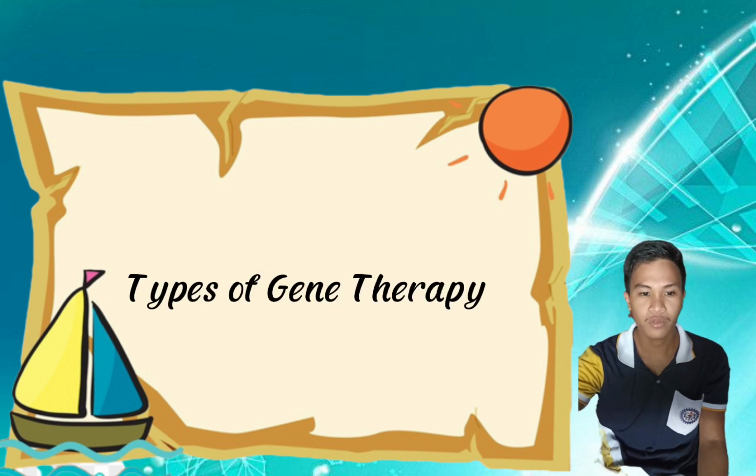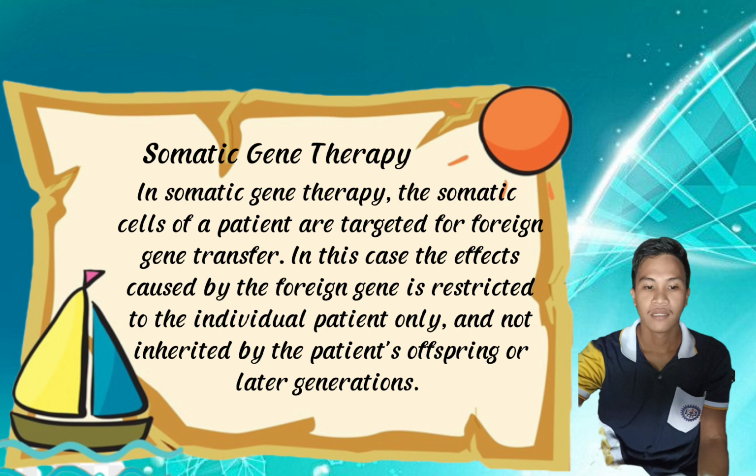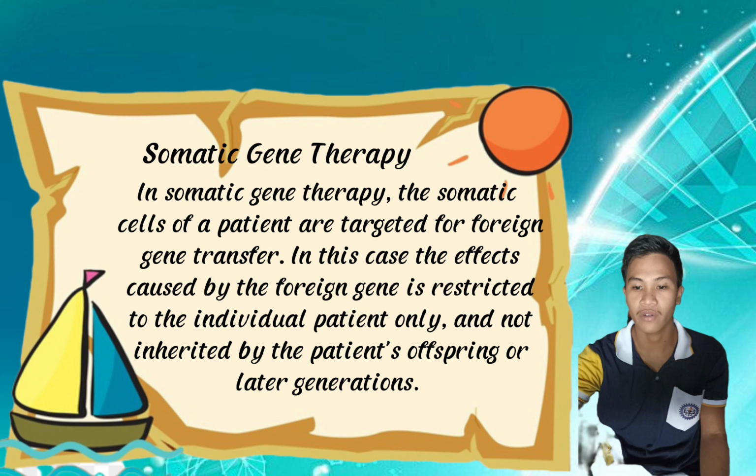Okay, now let's move to the types of gene therapy. Okay, gene therapy is classified into the following 2 types: the somatic gene therapy and germline gene therapy. Okay, first, somatic gene therapy. In somatic gene therapy, the somatic cells of a patient are targeted for foreign gene transfer. In this case, the effect caused by the foreign gene is restricted to the individual patient only, and not inherited by the patient's upstream or later generation.